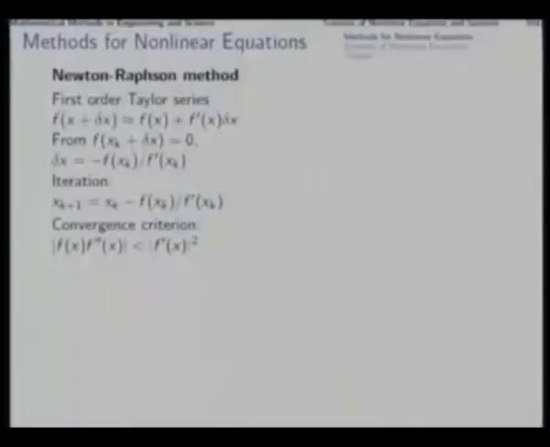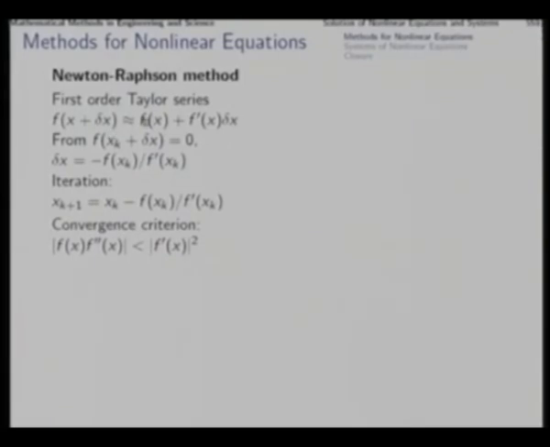The next method for solving a nonlinear equation is the Newton-Raphson method. This has a connection with the Newton's method of optimization theory as well. So, this method relies on the first order Taylor series of the function f x, which is like this. This is the first order truncated Taylor series.